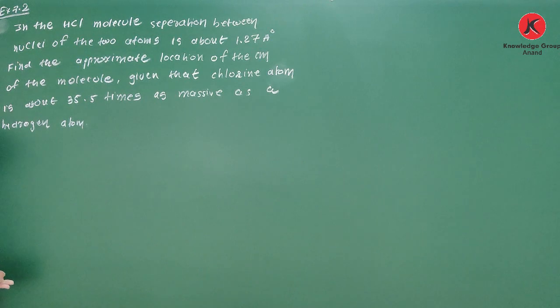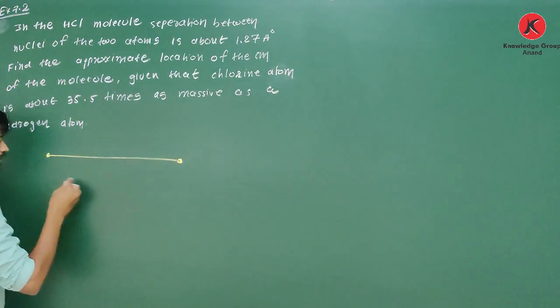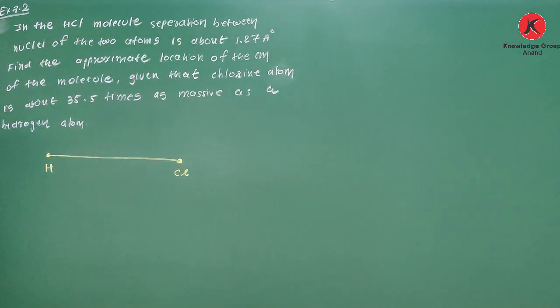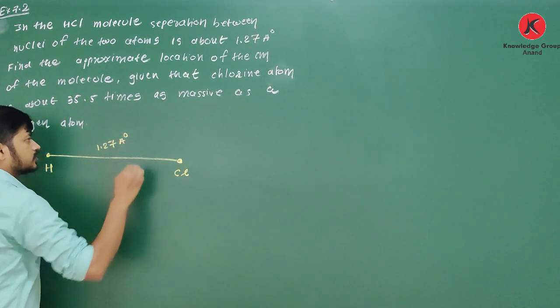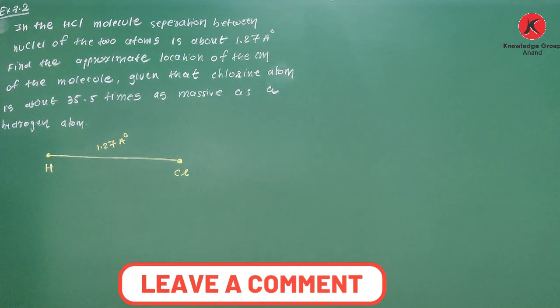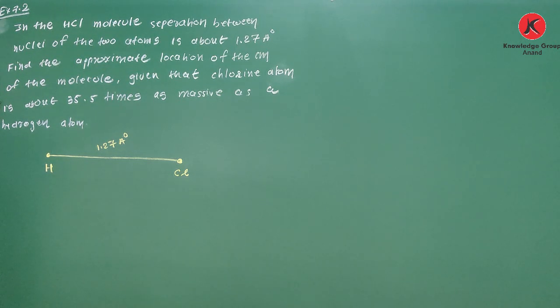Suppose, if I want to draw, I can draw like this. H, and it is Cl. Yes, it is H plus and Cl minus. I know, okay. So yes, separation between them is 1.27 angstrom. Clear? Find the approximate location of the center of mass of the molecule given that chlorine atom is about 35.5 times as massive as a hydrogen atom.